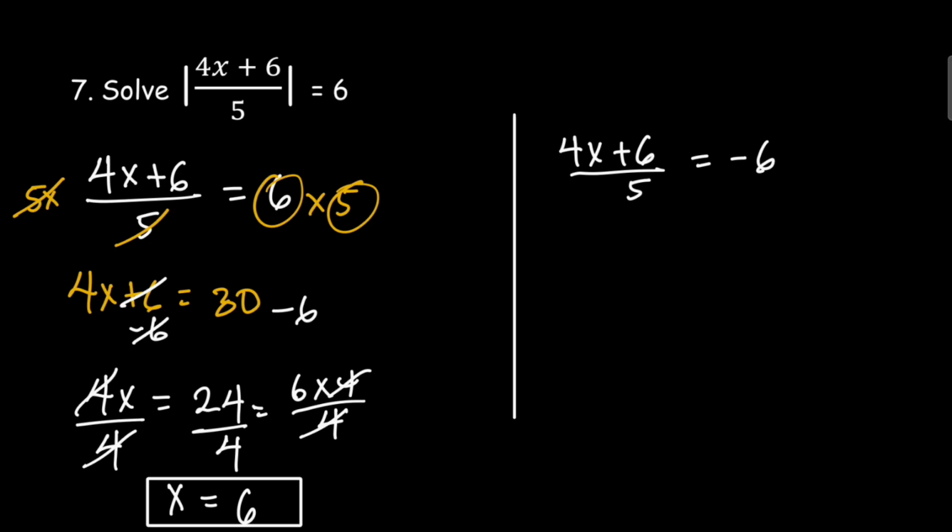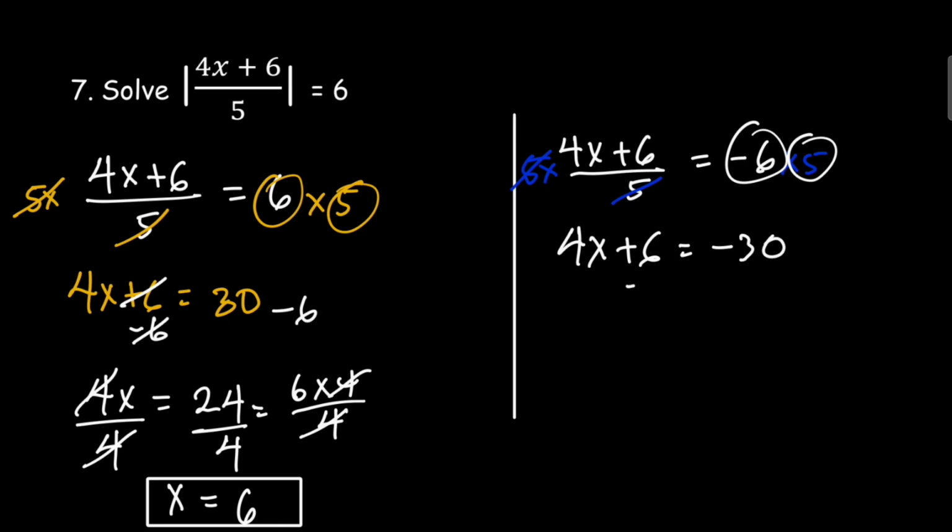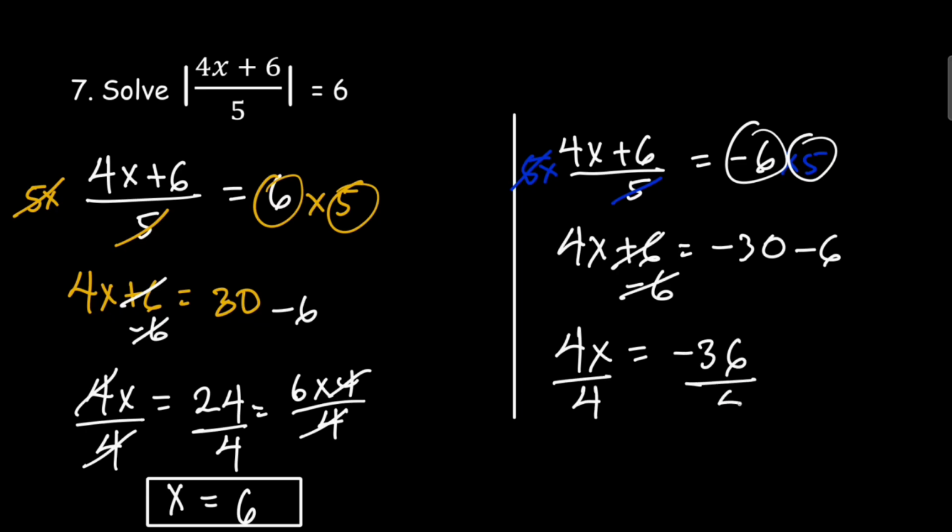Now we move on to the second equation. Again, what I'm going to do is multiply both sides by 5, so that this 5 right here will cancel out this. Then we are left with 4x plus 6 is equal to negative 6 times positive 5, that is negative 30. All right, then we subtract 6 from both sides, so that this and this will go. Then we have 4x equal to negative 30 minus 6, which is negative 36. Then we go ahead and divide both sides by 4.